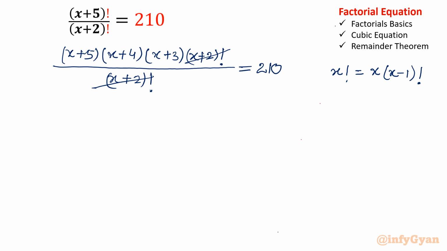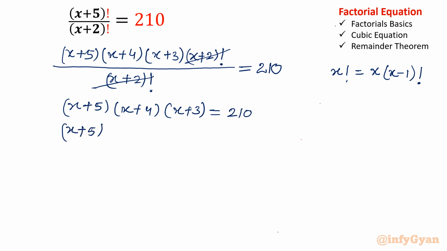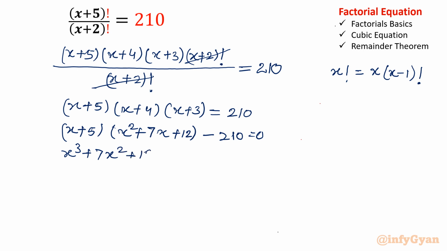So what is left? That is actually forming one cubic equation: (x+5)(x+4)(x+3) equal to 210. Now we have to form the cubic equation. (x+3)(x+4) gives x square plus 7x plus 12, minus 210 equal to 0. Then x cube plus 7x square plus 12x, x is done.